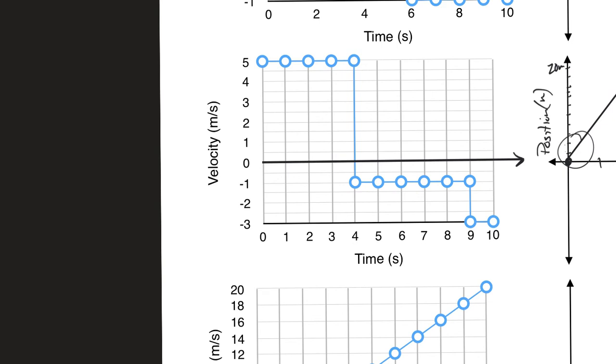I see 3 separate areas. I see an area here with a displacement of 20 meters, 5 meters per second times 4 seconds. I see an area here, displacement of 5 meters in the negative direction, -1 meter per second for 5 seconds. And I see an area here with a displacement of -3 meters, because it's -3 meters per second for 1 second.